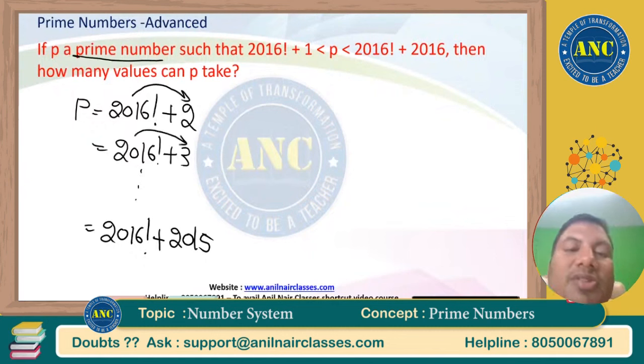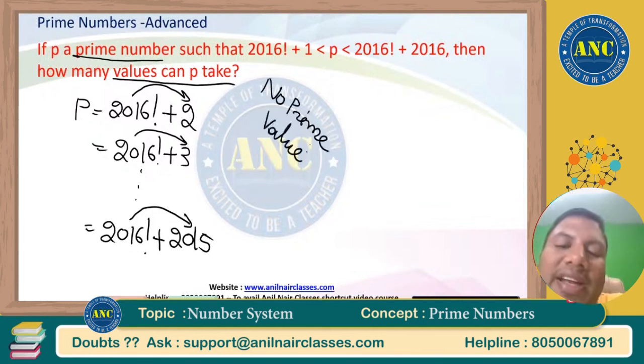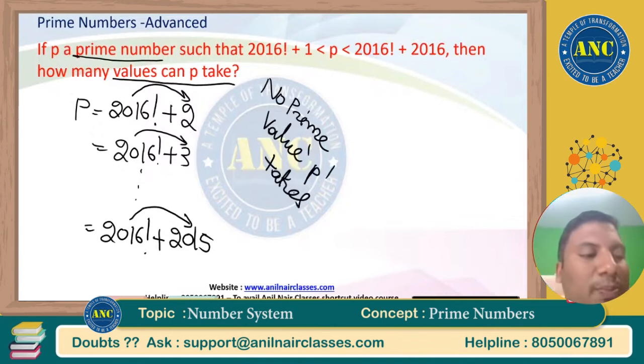Divisible by 3. The answer is divisible by 3. Divisible by 5. The answer is divisible by 5. How many prime values can P take? No value. No prime value P can take. I hope the idea is clear.